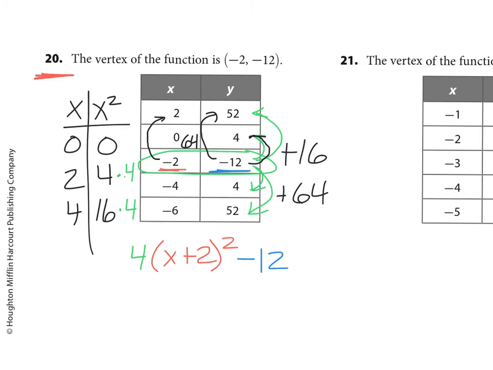And they may want f of x since they said a function. So f of x equals this. Now what do I do? Now I expand it. How do I expand it? I do just like I did in that previous problem.